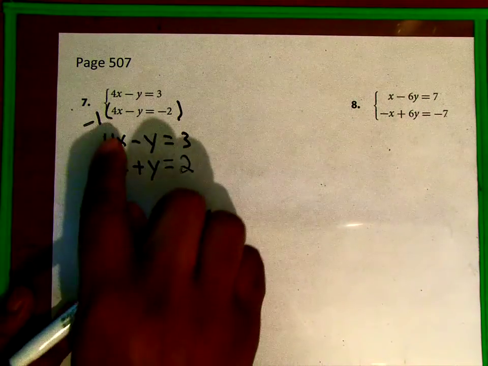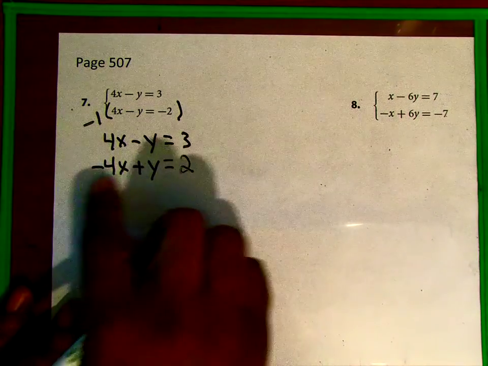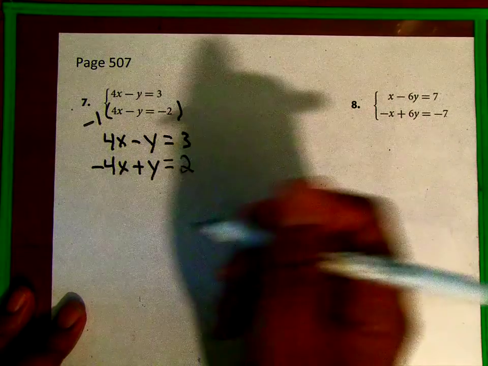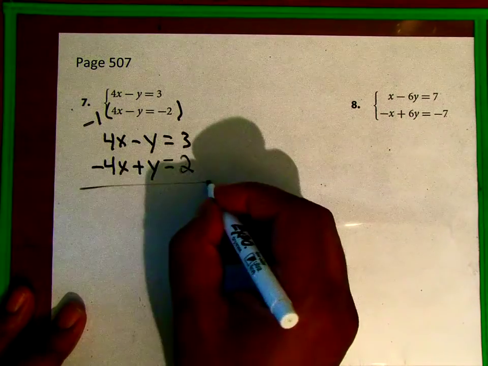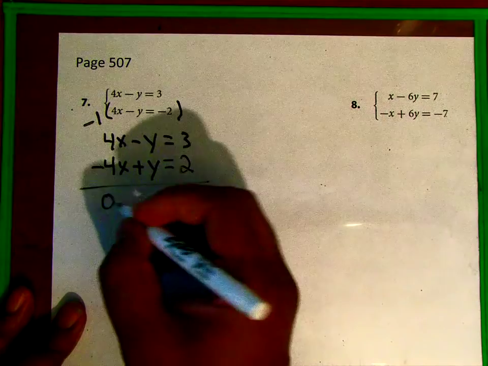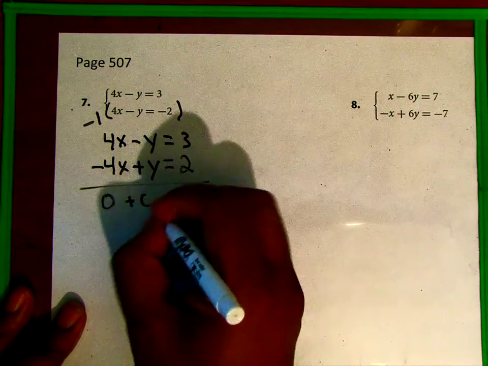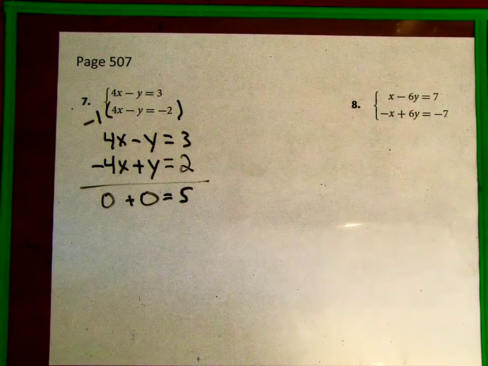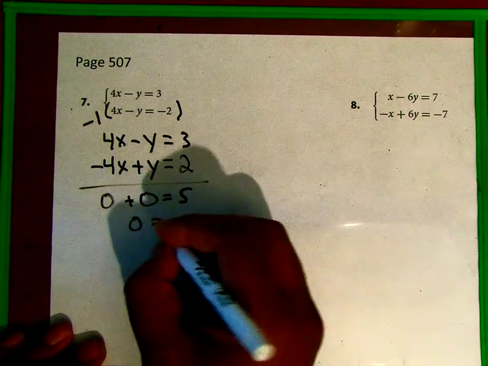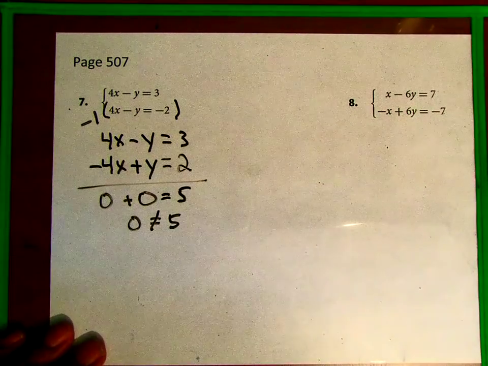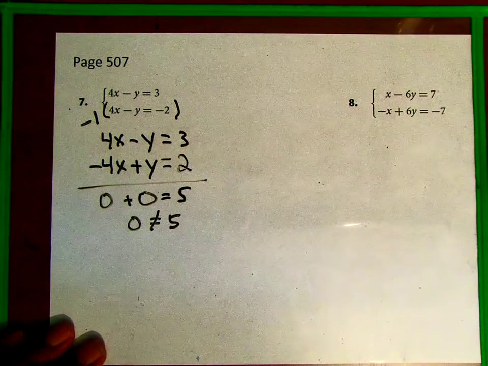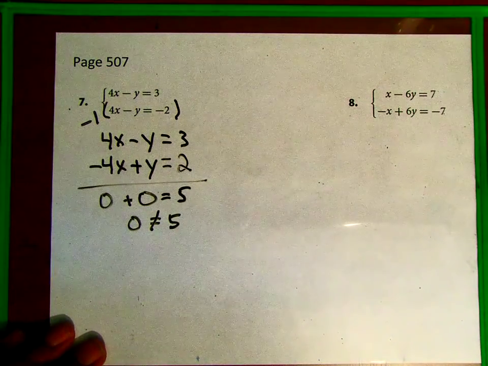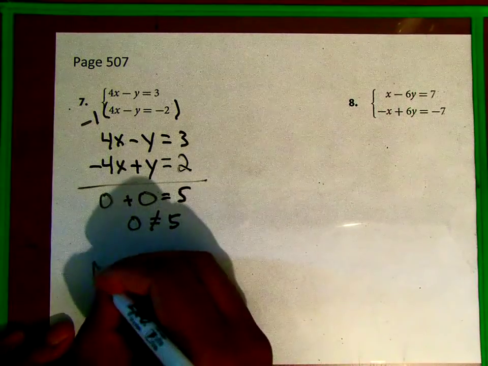Now, if you were thinking about changing the 4x and the negative 4x, that could work too. But either way, you're going to end up with something different here. When you add, that becomes 0, and this becomes 0. And you end up with 0 is equal to 5, which is not true. So when that happens, it's going to be no solution.